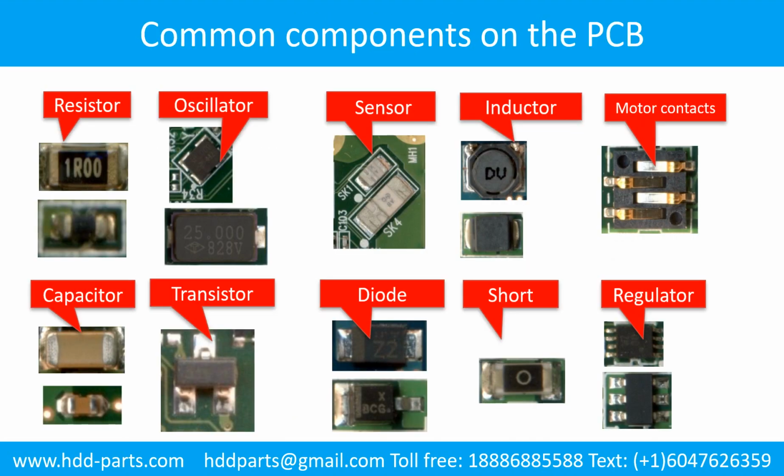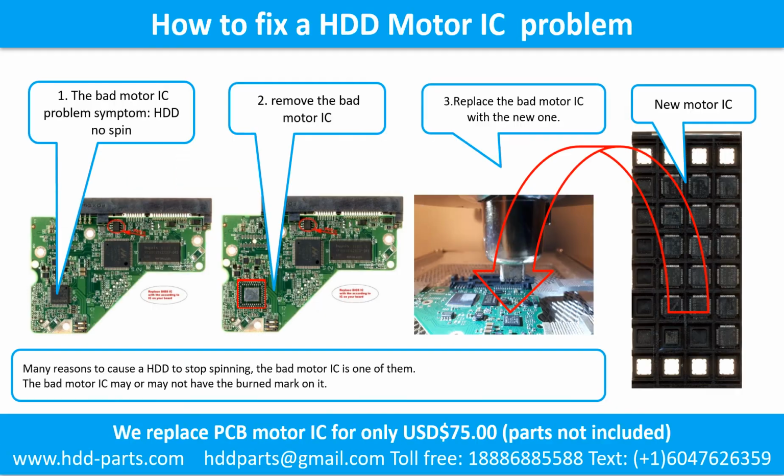This picture shows some regular components on the printed circuit board. How to fix a hard drive motor IC problem. 1. The bad motor IC problem symptom: the hard drive does not spin. There are many reasons to cause a hard drive to stop spinning. The bad motor IC is one of them. The bad motor IC may or may not have a burned mark on it.